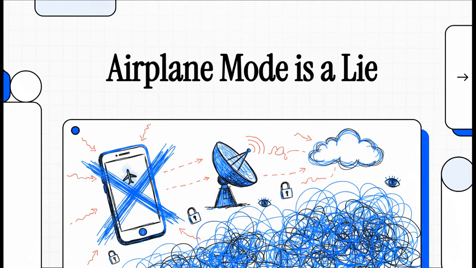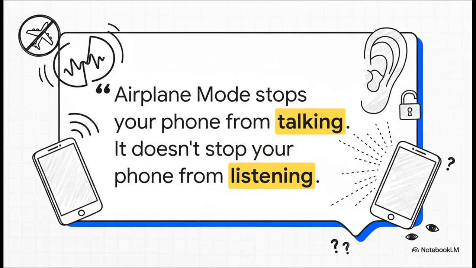What if that device in your pocket, even with the little airplane icon glowing, is still doing things in the background? Yeah, let's just sit with that for a second. This one idea is really the key to everything we're about to uncover. We think we're putting our phone on mute, but what we're actually doing is just silencing half of the conversation. And it's that other half, the listening part, that we really need to talk about.